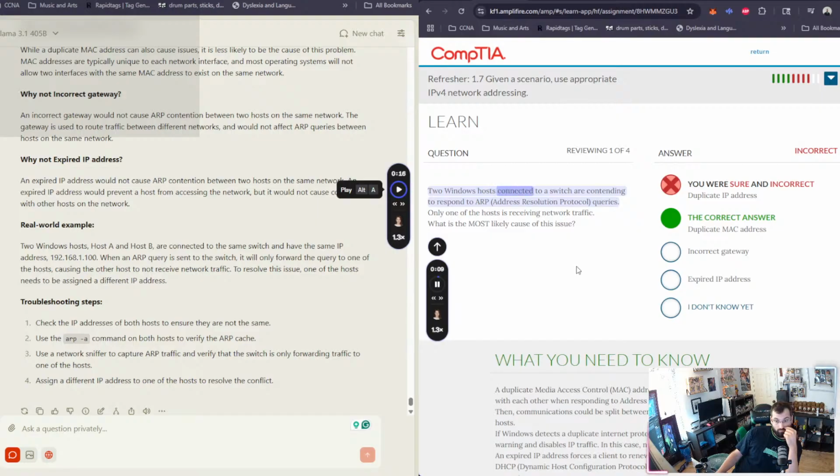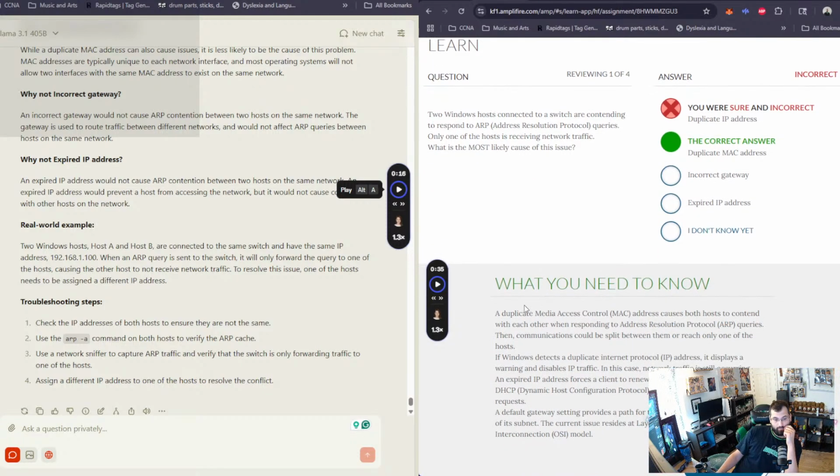Two Windows hosts connected to a switch are contending to respond to ARP, address resolution protocol, queries. Only one of the hosts is receiving network traffic. What is the most likely cause of this issue? Duplicate MAC addresses. A duplicate media access control, MAC, address causes both hosts to contend with each other when responding to ARP queries. Then communications could be split between them or reach only one of the hosts. If Windows detects a duplicate Internet Protocol, IP, address, it displays a warning and disables IP.